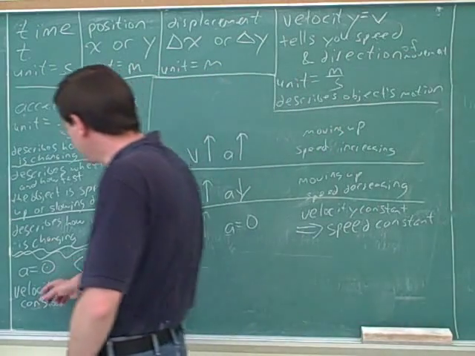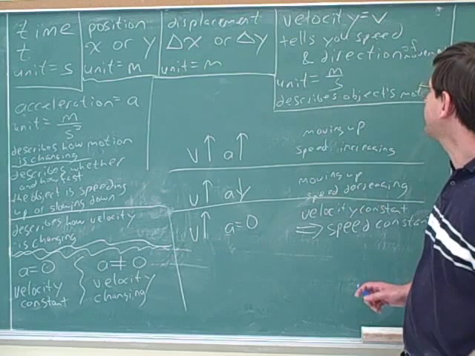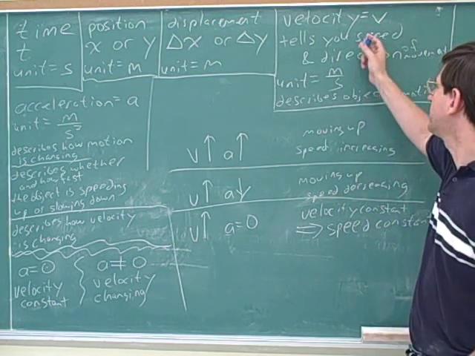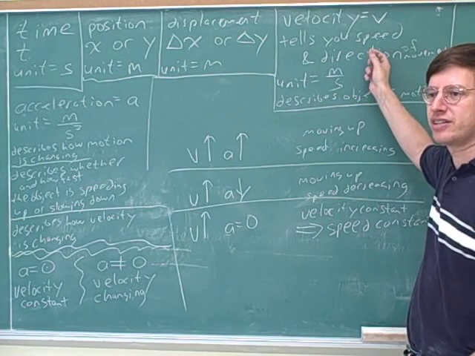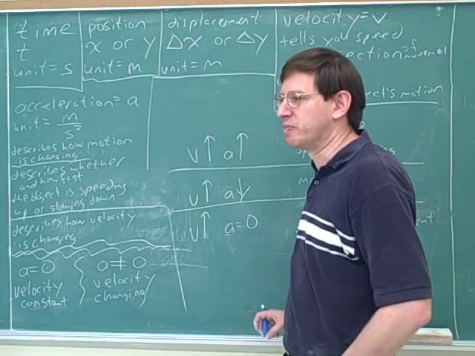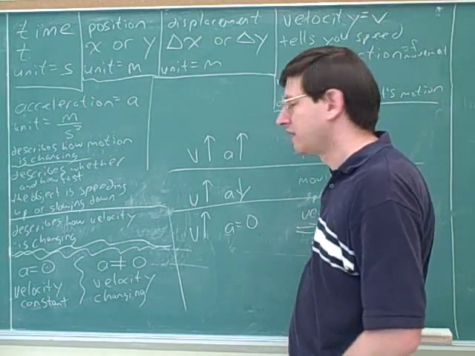If the acceleration is 0, then the velocity is constant. What does that mean? Well, we know that the velocity is the speed and direction. So if the acceleration is 0, that tells us that both the speed and the direction are constant. But we're not going to focus too much on direction for one-dimensional motion. That'll be more important for two-dimensional motion. For one-dimensional motion, we're mainly focusing on the speed.